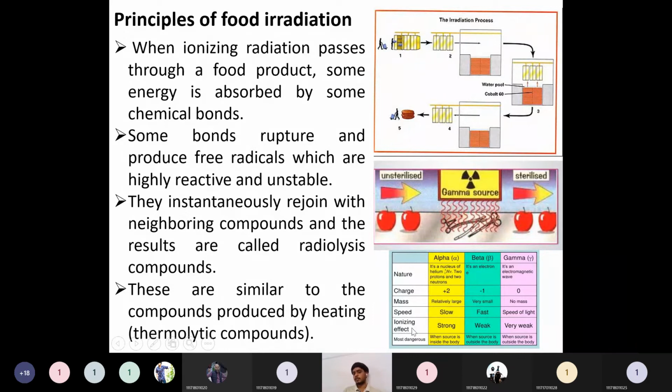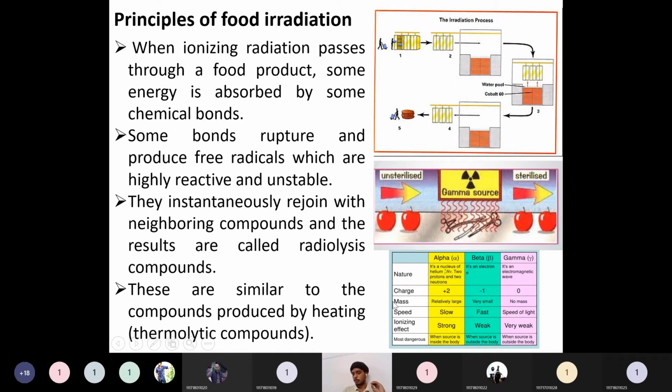So the gamma rays, why are we using them? The comparison table you can see here. Mainly the speed will be very high. The speed of light category, so very high in the gamma rays, and at the same time, the ionizing effect will not be very strong. If that ionizing effect is very strong, what happens? That will destroy the actual food also. Along with the microorganisms, it will destroy this food also. Because of this, it will have a very weak ionization. But ionization needs to be present, though very weak. Because of this advantage, we are taking gamma rays.